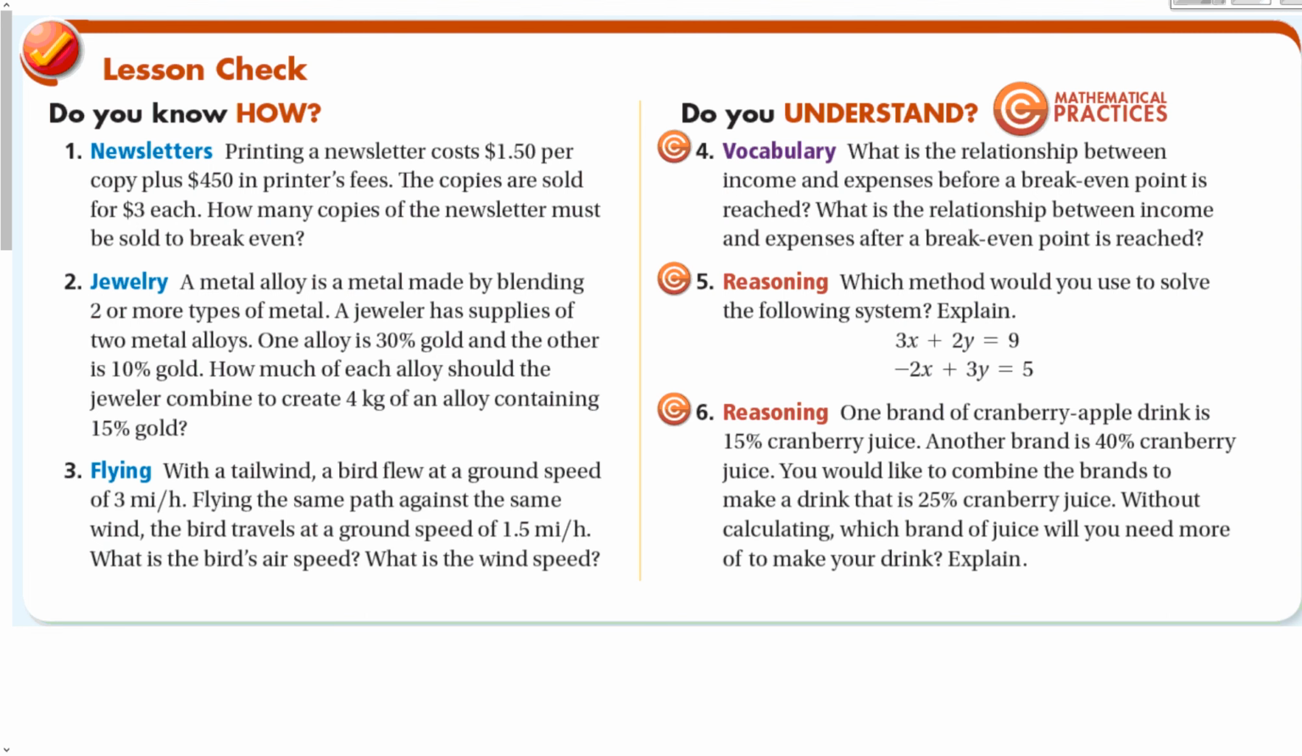Okay, and the last one, similar to number 2 over there: one brand of cranberry apple drink is 15% cranberry. The other is 40%. You'd like to combine the brands, so just add them together. Which brand of juice, without calculating, will you need more of to make your drink? Well, if you got this one and you got this one, and you want to make it higher, you're going to need more of the 40% juice because you want to make the cranberry juice stronger, as opposed to if you start out with that one, you're going to make it weaker.